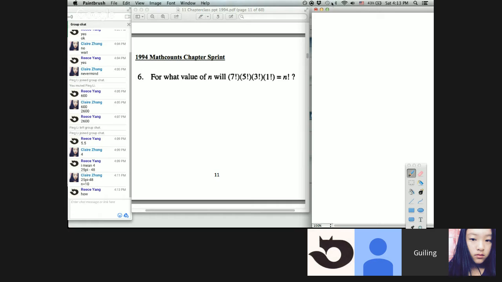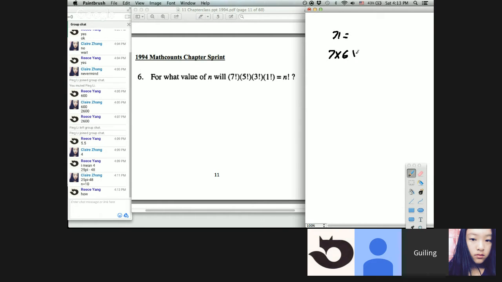So this one's not too bad. If you know factorials, it's kind of easy, I guess. 7 factorial is equal to 7 times 6 times 5 times 4 times 3 times 2 times 1. So what value of n? Well, n factorial equals this multiplied together, right? So n factorial is going to equal 1 times 2 times 3 all the way to n, right? We already have it to 7. So the first term already gives us it to 7.